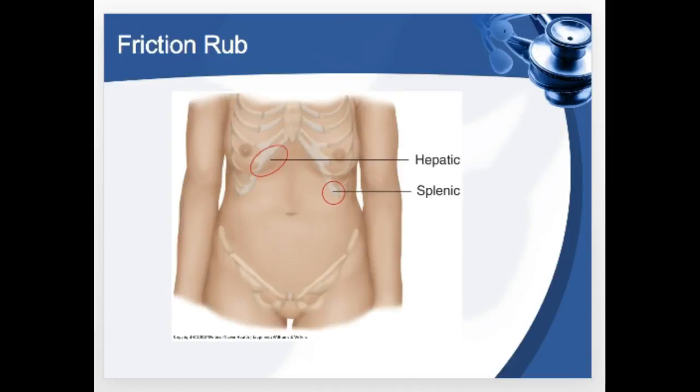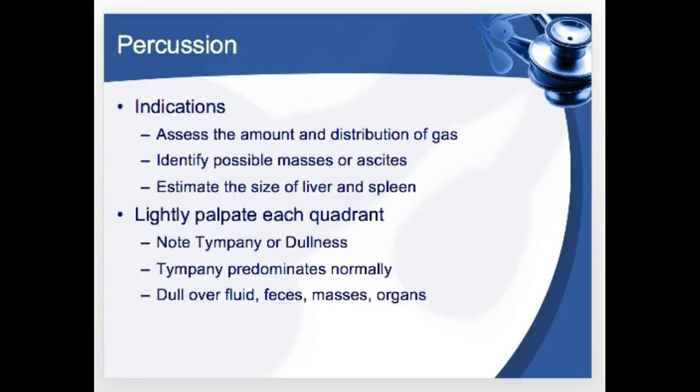You can listen for friction rubs in the hepatic and splenic areas. They usually indicate some sort of diseased organ, so an inflammatory process of the liver or of the spleen. In the liver, it can be due to any sort of inflammatory process, hepatitis, enlargement, things like that. You usually will hear them, though, and generally won't feel them.